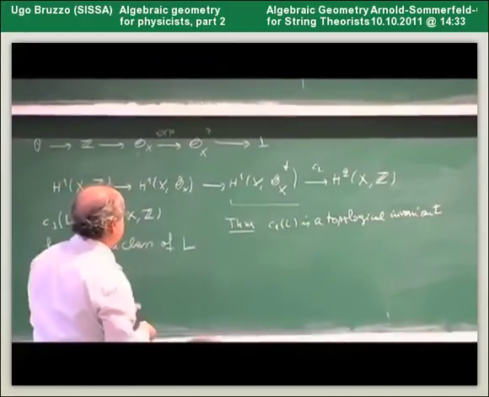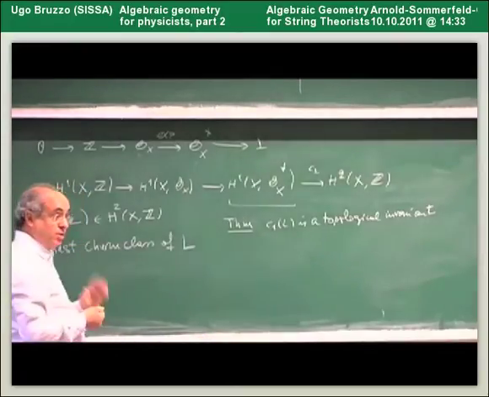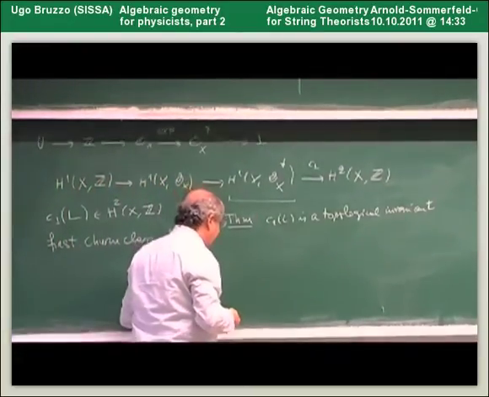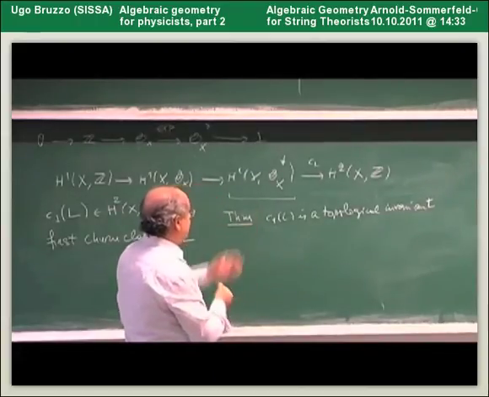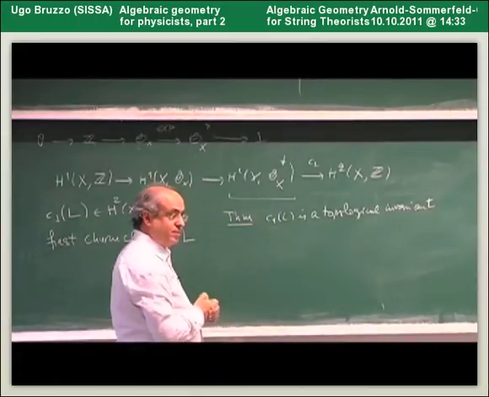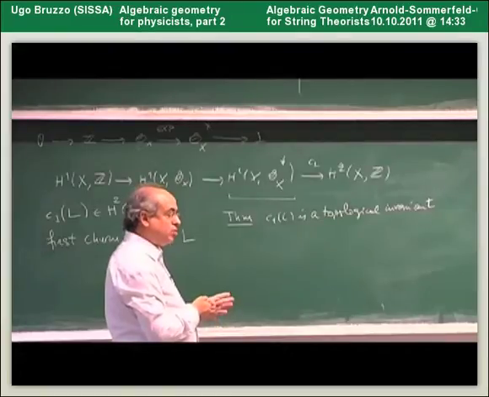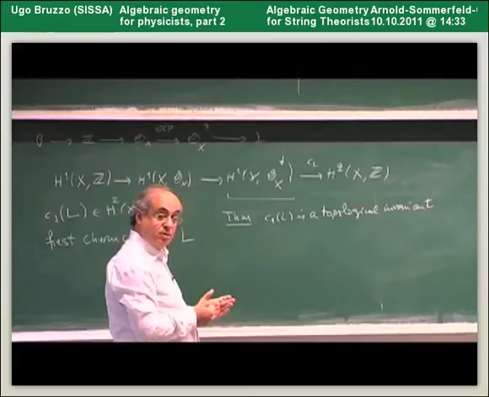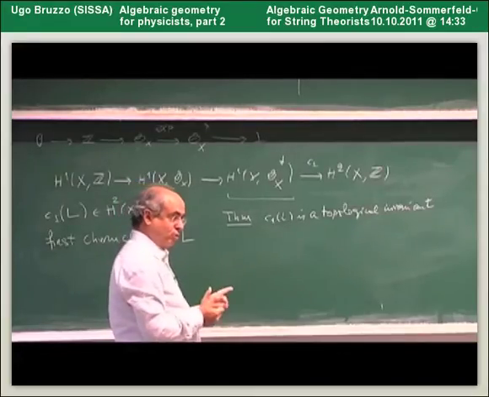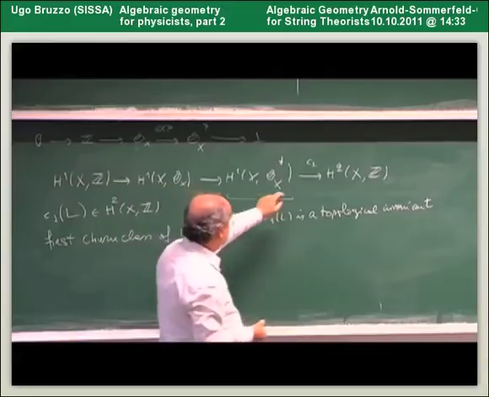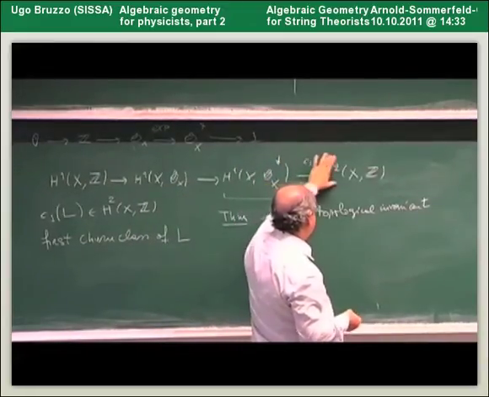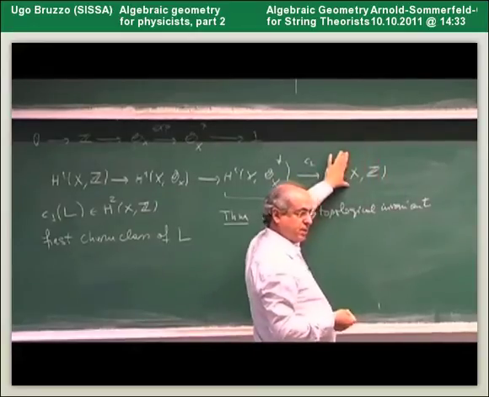And then at this point we should study what happens here. How far? There are several questions that immediately propose themselves. The first, for instance, is: is c1 surjective? So is it true that if I give you a cohomology class in H2 of Z, this is the first Chern class of a line bundle? The answer is no, because it's not true that all possible Chern classes of line bundles exhaust this space.